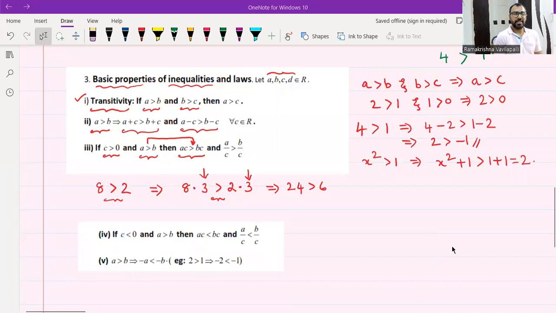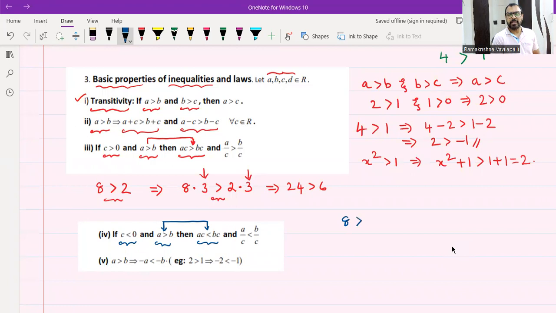So similarly, what will happen if a negative quantity is multiplied? Here you see, when a negative quantity C is multiplied for A greater than B, the inequality is reversed. Here we have greater than, but when a negative quantity is multiplied, the inequality is reversed. Or when a negative quantity is divided, then also the inequality is reversed. Easily you can understand by yourself by taking simple numbers.